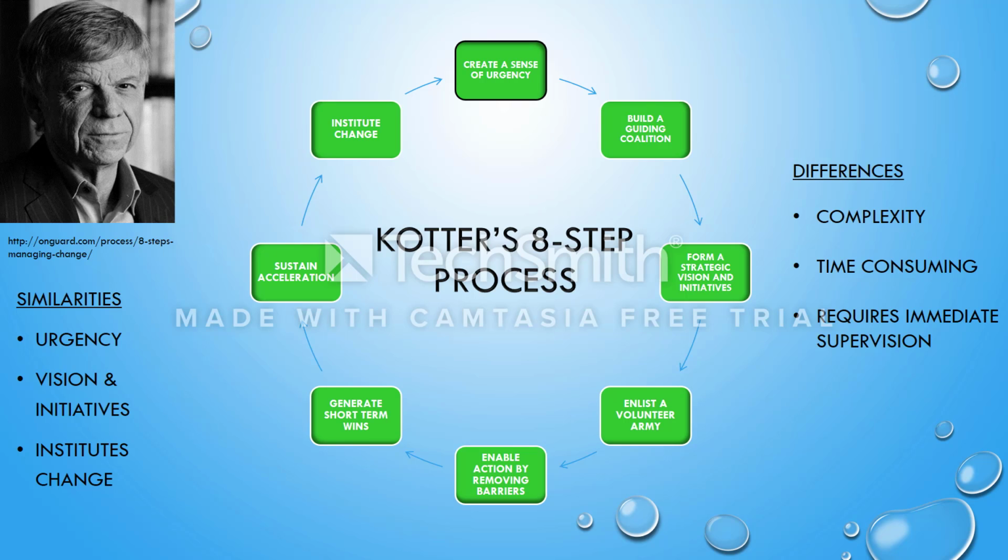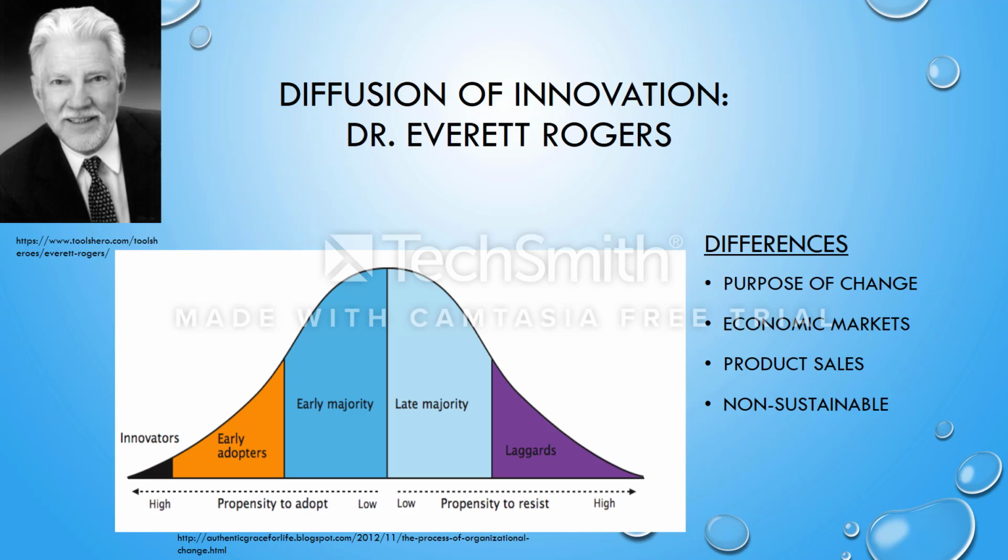Next, let's look at Rogers' diffusion of innovation. The key difference I found with this model is that the purpose of change is aimed at consumers buying new products. This model may be useful dealing with change in production, economic markets, and also more useful for emerging businesses. This model is non-sustainable and does not have a manageable sustainment process as found in even Kotter's process, which is why it would not apply to the situation Gates dealt with at Texas A&M.